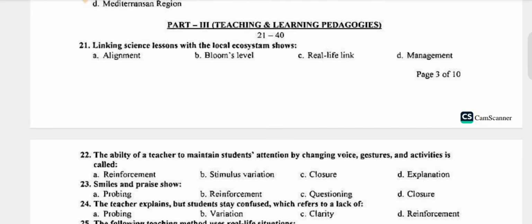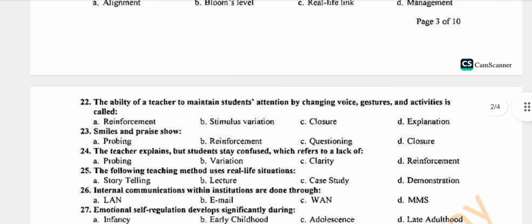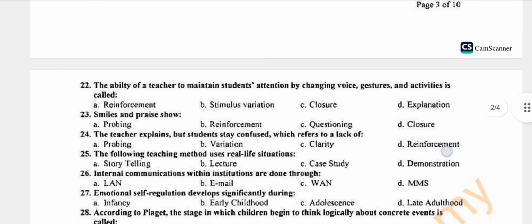Now comes question number 22. The ability of a teacher to maintain students' attention by changing voice, gesture, and activities is called, and the correct option is B, stimulus variation. Question number 23. Smiles and praise show reinforcement. B option is correct here.